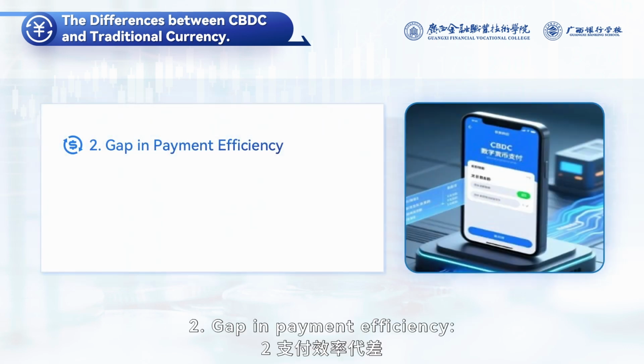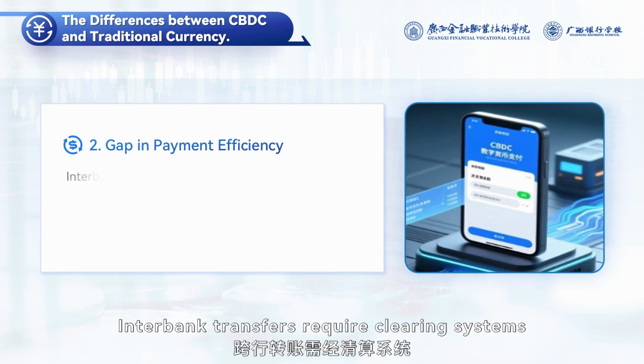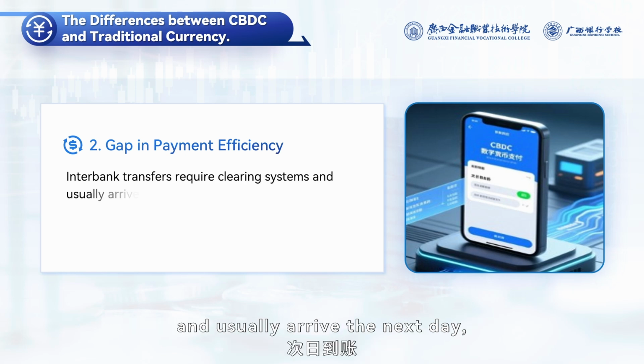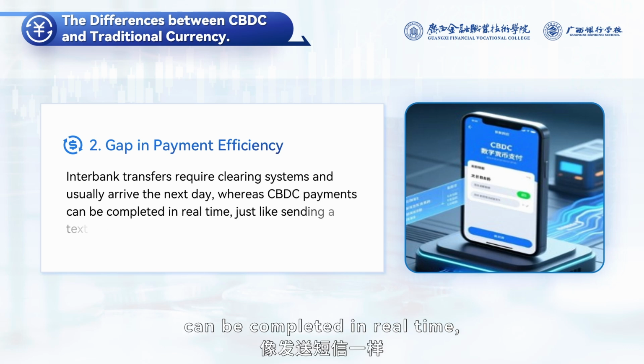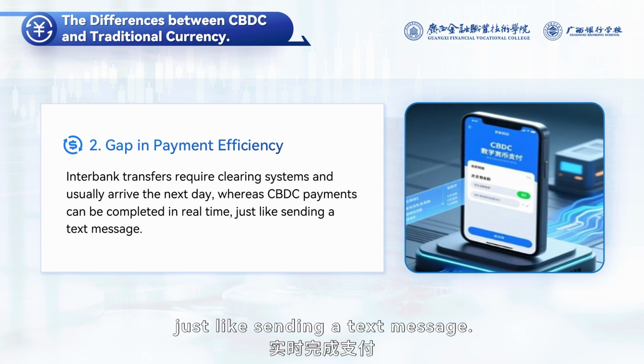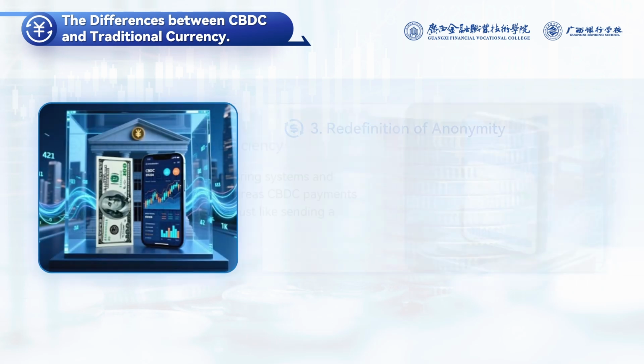2. Gap in payment efficiency. Interbank transfers require clearing systems and usually arrive the next day, whereas CBDC payments can be completed in real time, just like sending a text message.